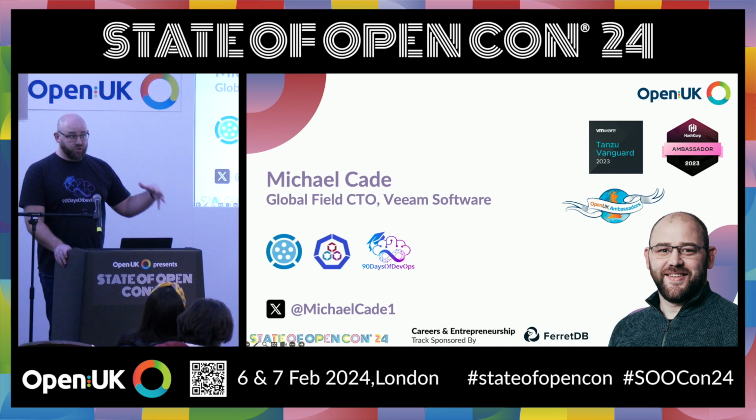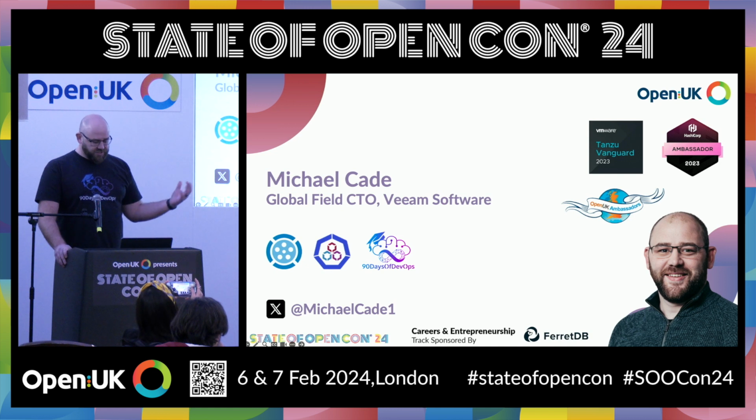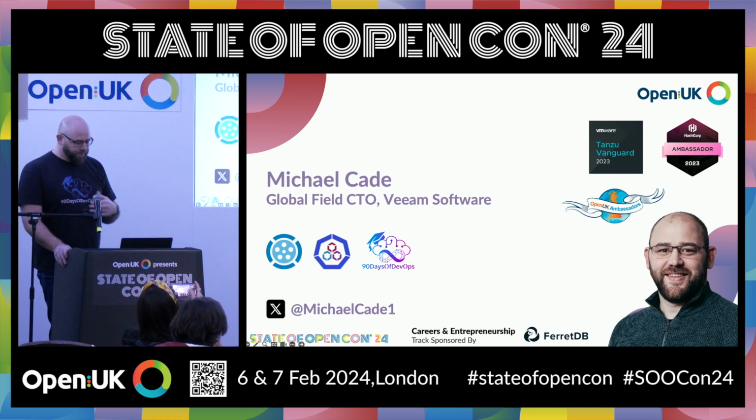Kubester is more related to storage within Kubernetes. How do I understand what the storage is that I'm using with my Kubernetes clusters? And then obviously 90 Days of DevOps that I'll talk about.